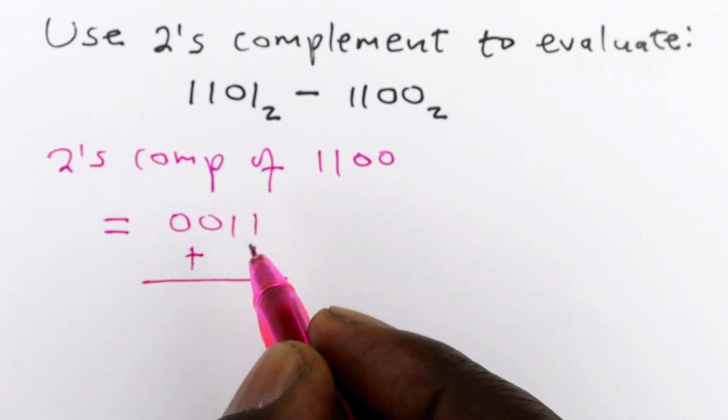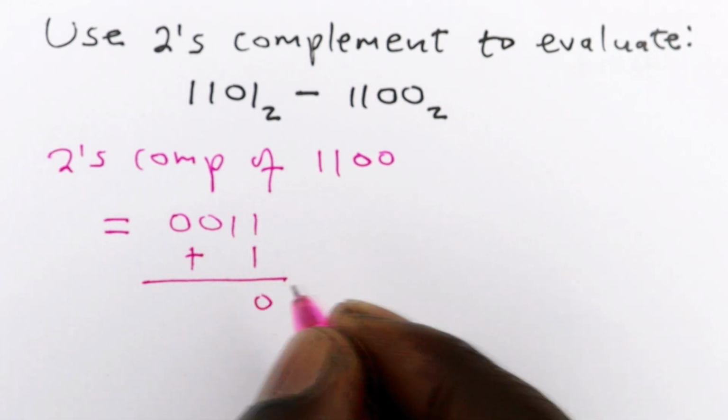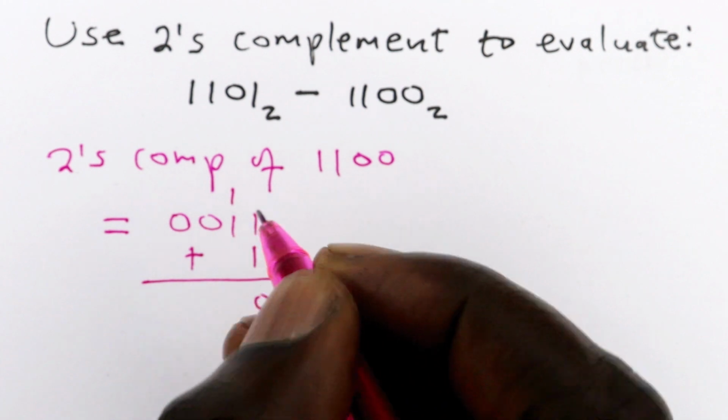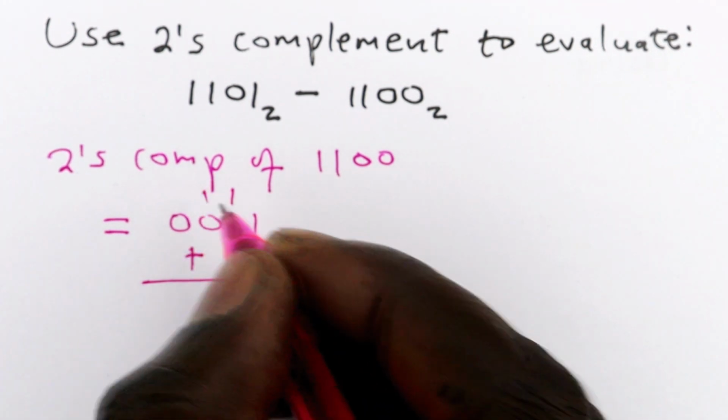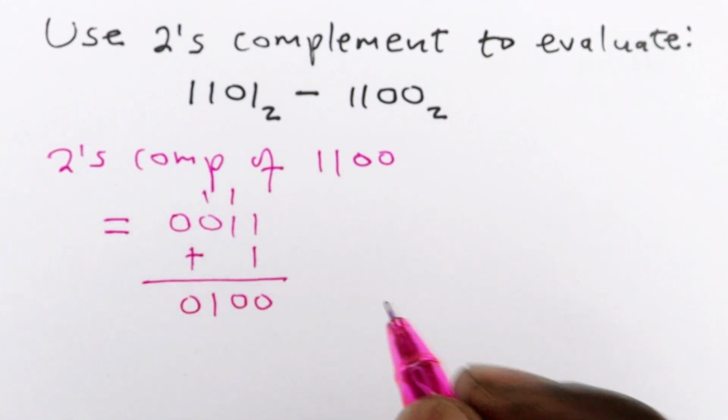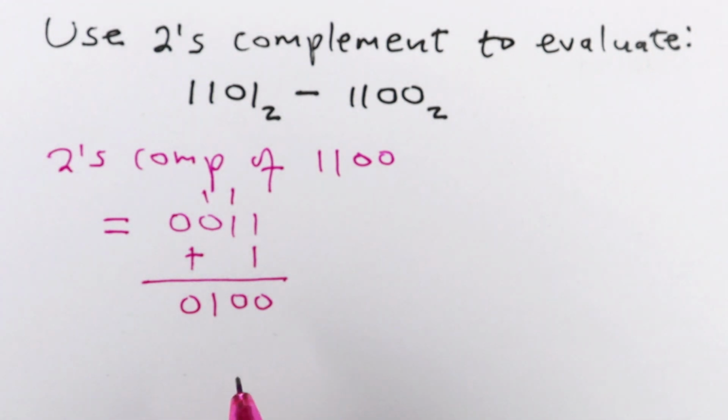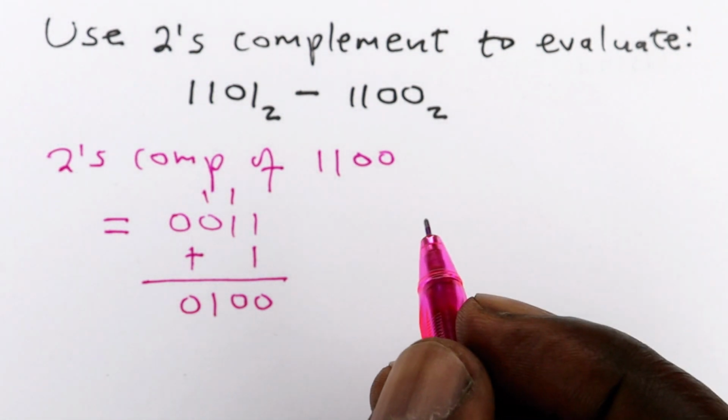So you have 1 plus 1, which is 0, carry 1. 1 plus 1, which is 0, carry 1. That is 1, and then that is 0. So that is the 2's complement of the number that you're subtracting.